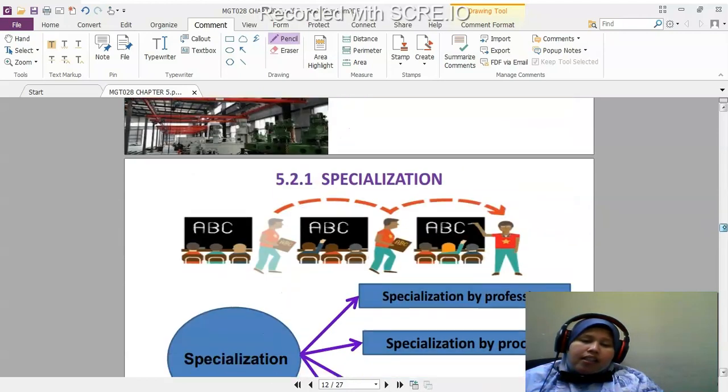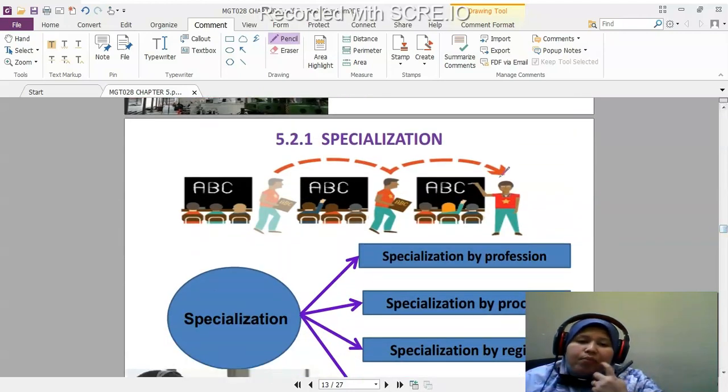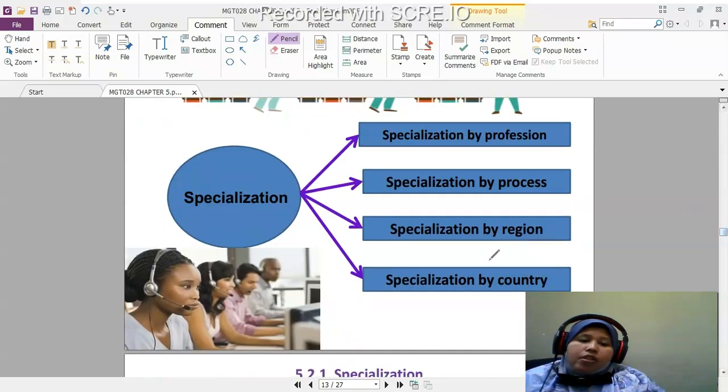What is it? Okay, let's look at the specialization. What is meant by specialization? Specialization by profession, by process, or by region. Specialization by country. Contohnya, company Malaysia. Sebagai contoh, Malaysia adalah pengeluar terbesar kelapa sawit. So this is called specialization. Sesuatu company ataupun sesuatu country itu dia akan fokus only one area of production.